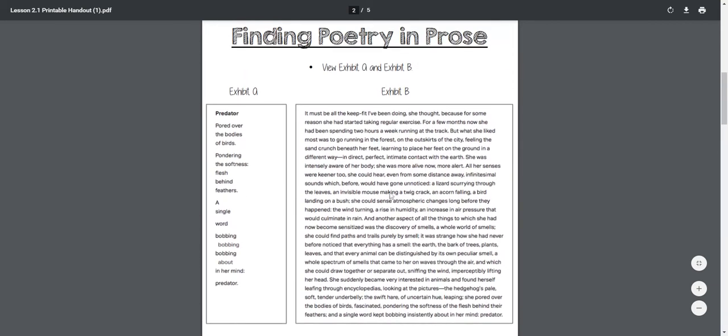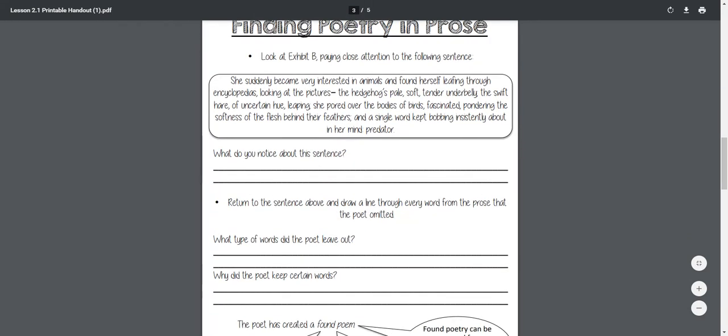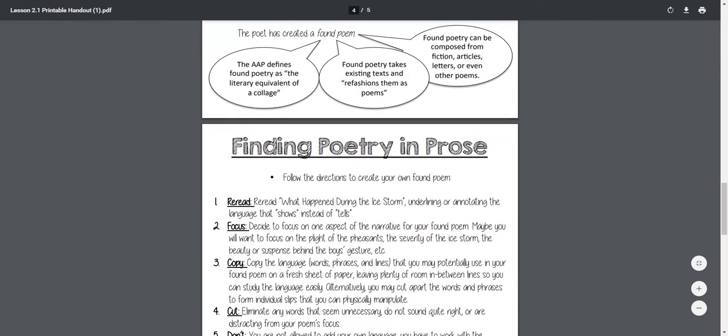All right. So again, you've seen how this one works. Here's Exhibit A. It's a long passage. The poet crossed off all the words that added fluff and added detail that they didn't want to choose, and they created a new story and gave it a new title. That is what we are going to do for the second part of this activity.